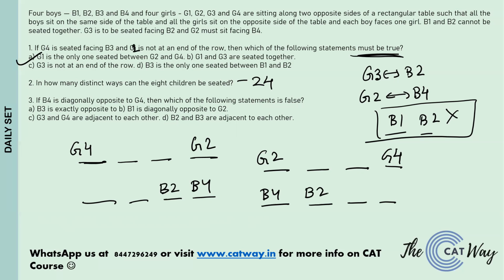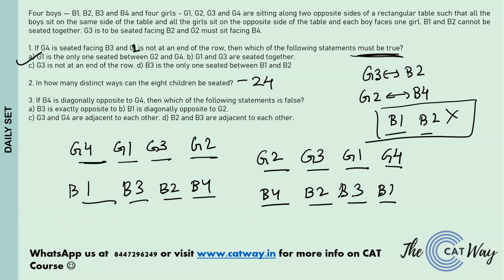Now in front of B2, what do we have? We have G3. That means G1 is going to sit over here. Now the only place possible for B1 is going to be this. That means B3 will be occupying over here. Both these cases are the same, just the positioning is different. So we have solved the set.